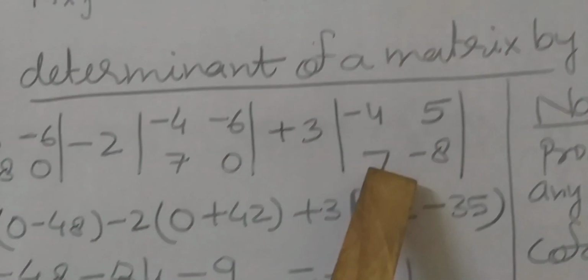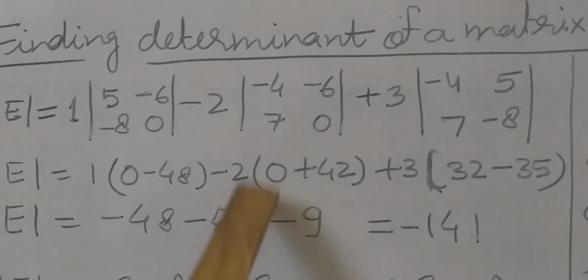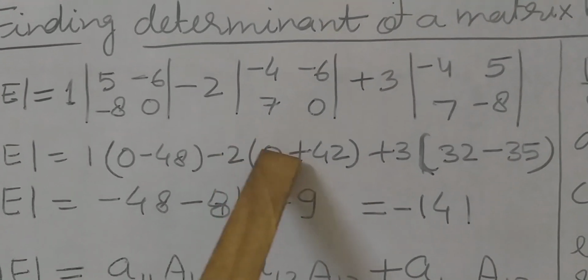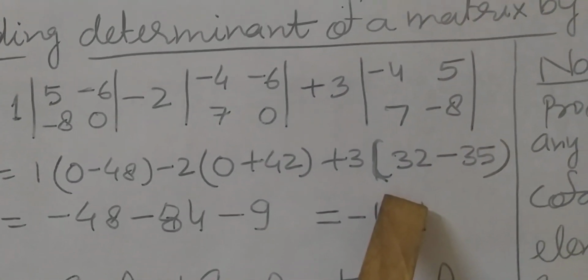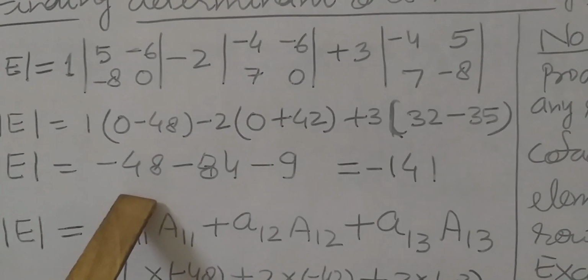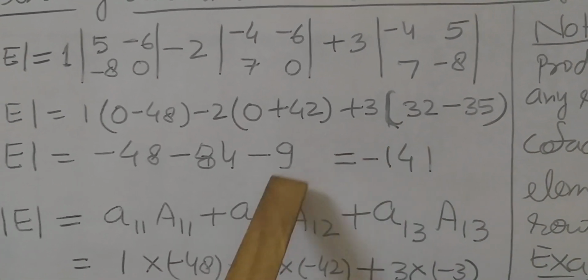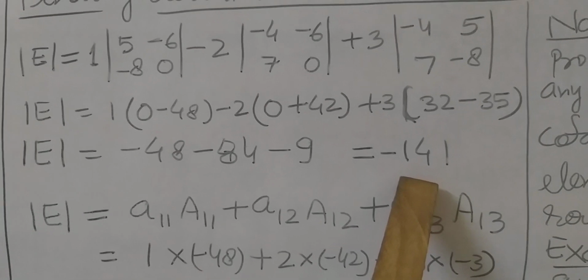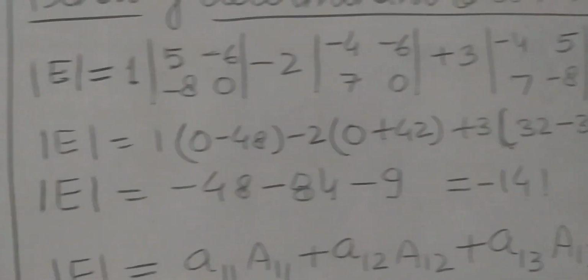Now do calculation, students. 1 into minus 48, minus 2 into 42, that is minus 84, plus 3 into minus 4 into minus 8 is 32, minus 35, that is minus 3, so 3 into minus 3 is minus 9. So its determinant is coming minus 141. Correct, students.